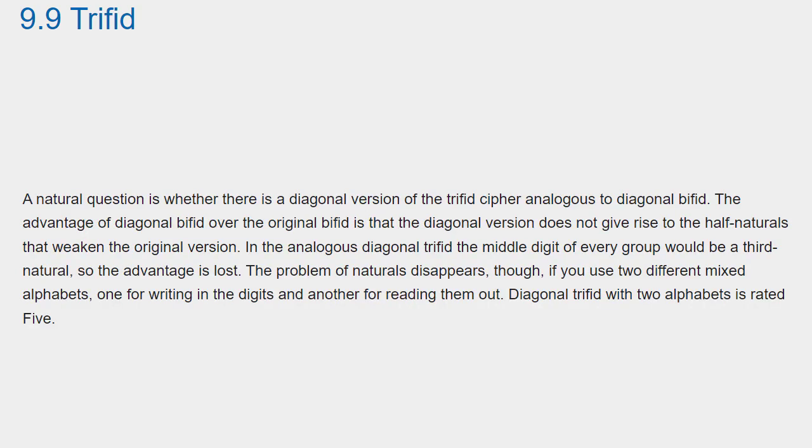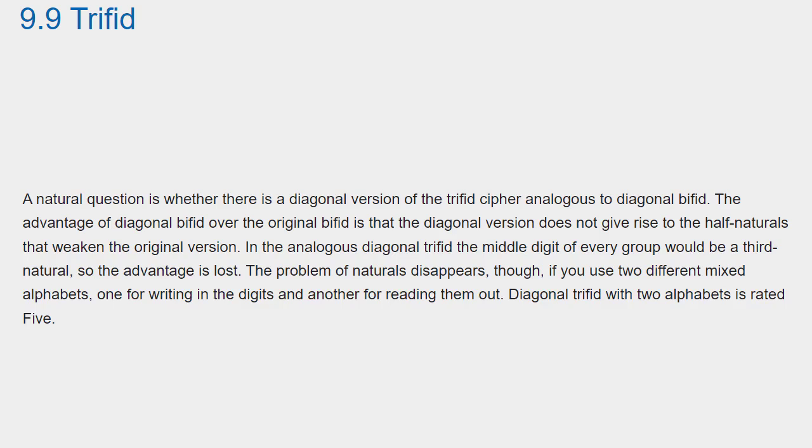A natural question is whether there is a diagonal version of the trifid cipher, analogous to diagonal bifid. The advantage of diagonal bifid over the original bifid is that the diagonal version does not give rise to the half-naturals that weaken the original version. In the analogous diagonal trifid, the middle digit of every group would be a third natural, so the advantage is lost.